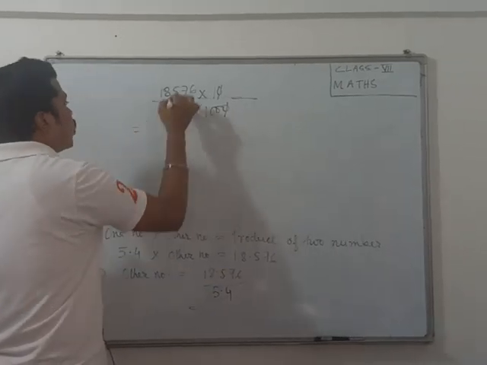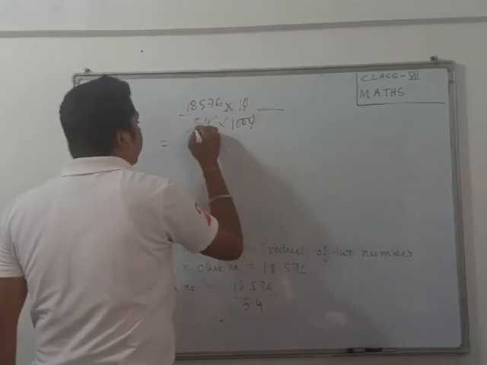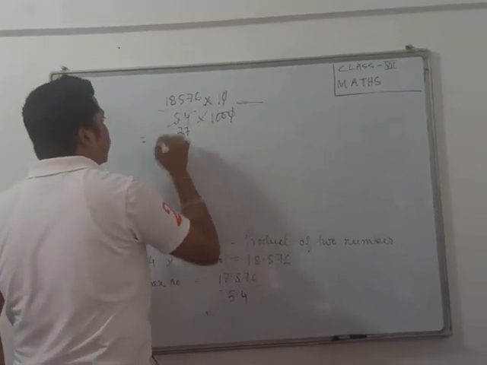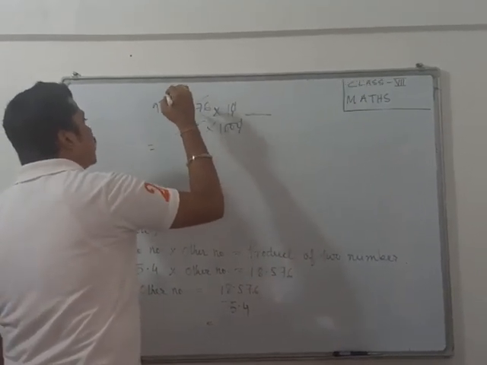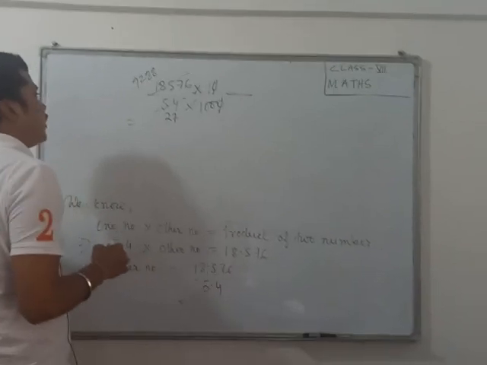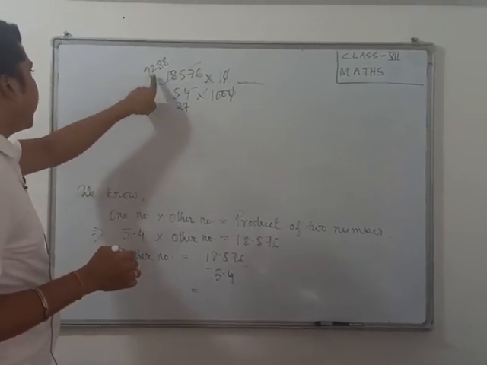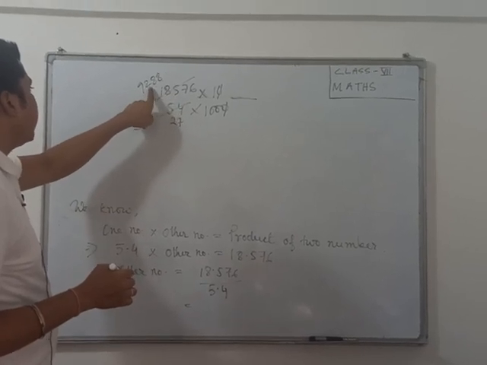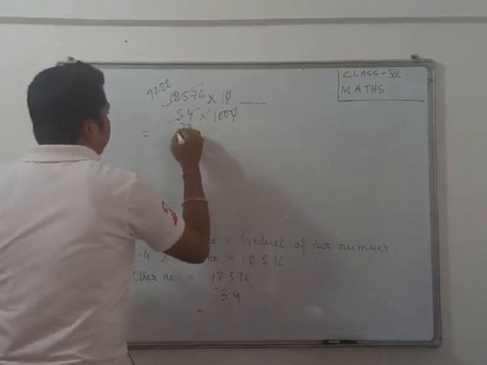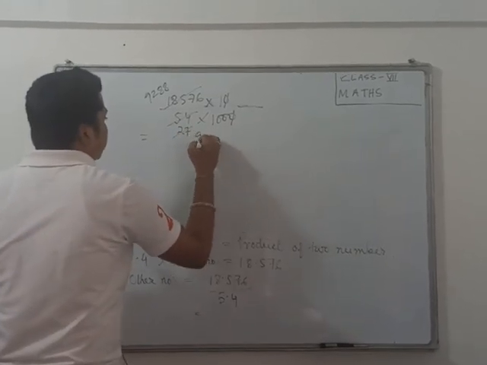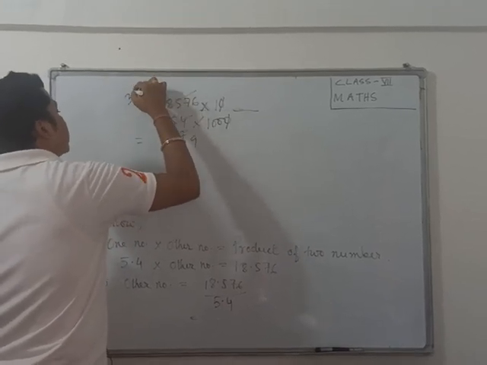Now what will you do? Both are even number. Both are even number means you have to divide it by 2. 54, if you divide by 2, it will be 27. Yes or no? Now 18576, if you divide by 2, 2 9 is 18, 2 2 is 4, 2 8 is 16, 2 8 is 16, 9 2 8 8. Can you divide it again? By 2 you cannot, but by 3 you might. 8 8 is 16, 17, 18, 18 9 27. Yes, you can divide it by 3. 3 9 is 27, 3 3 is 9, 3 9 is 27, 3 6 is 8.